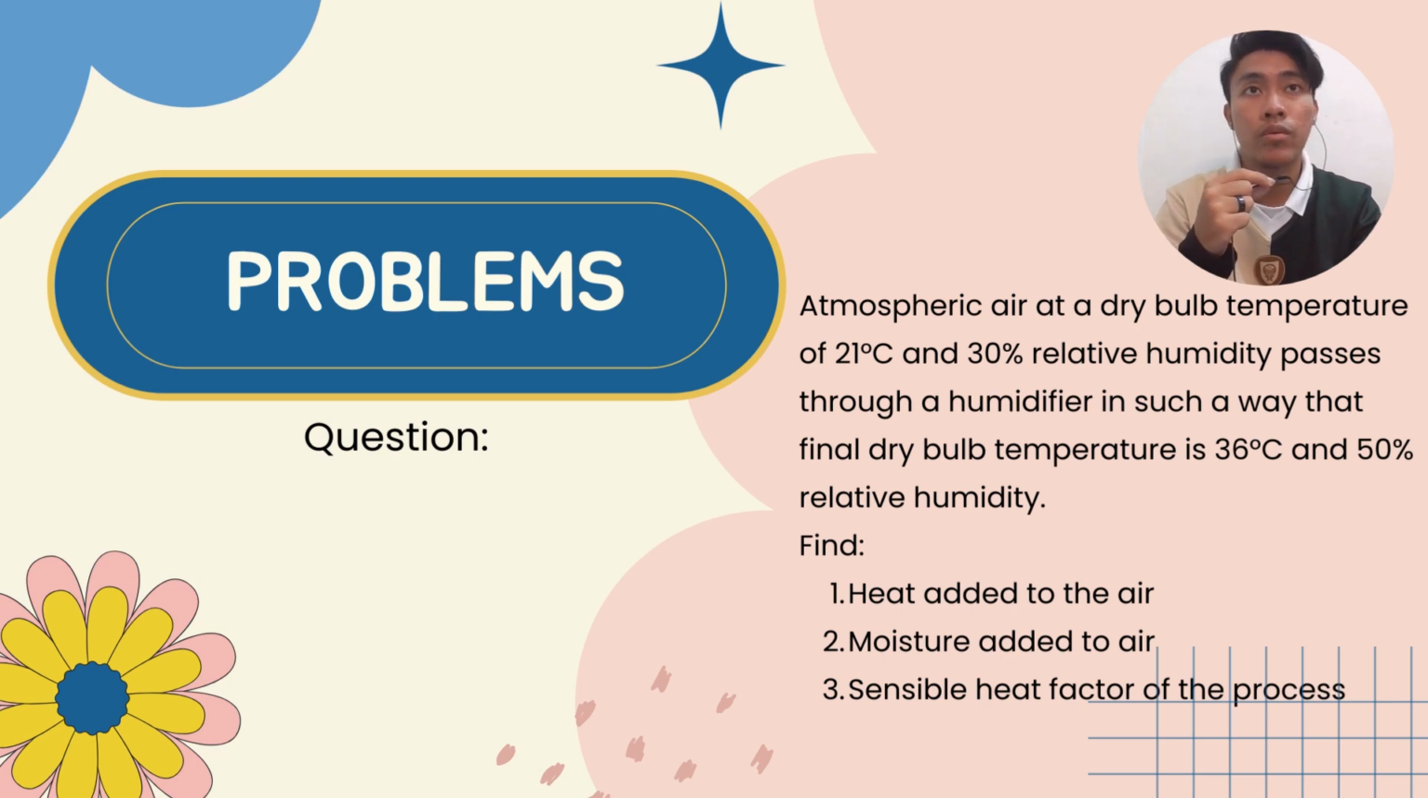So this is the problem that we got: atmospheric air at a dry bulb temperature of 21 degrees Celsius and 30% relative humidity passes through a humidifier in such a way that the final dry bulb temperature is 36 degrees Celsius and 50% relative humidity. So we need to find the heat added to the air, the moisture added to the air, and the sensible heat factor of the process. In this problem, we will use degrees Celsius.